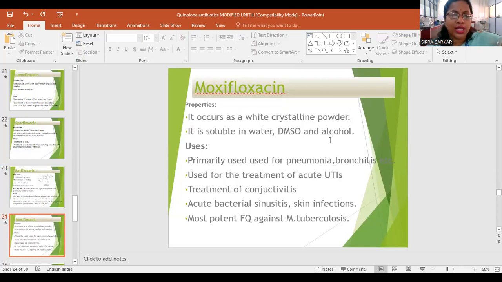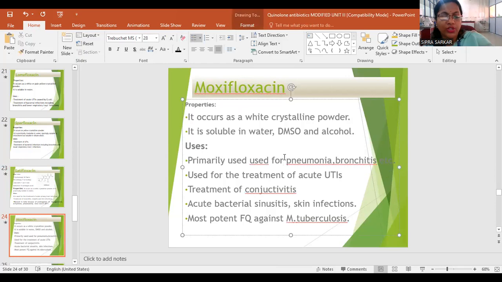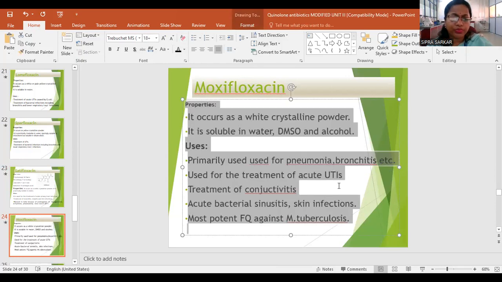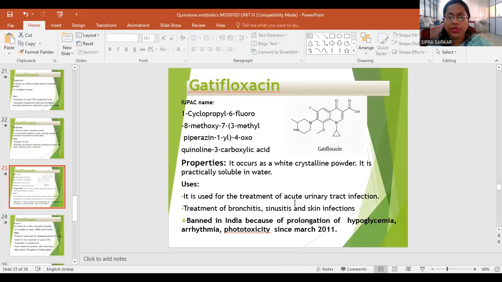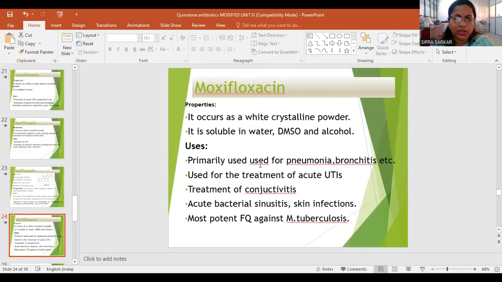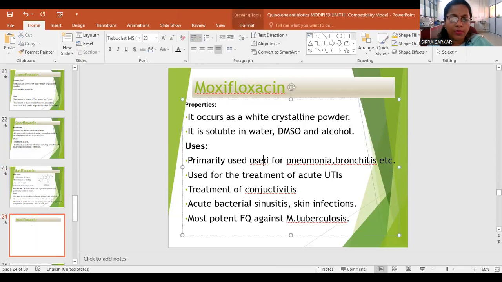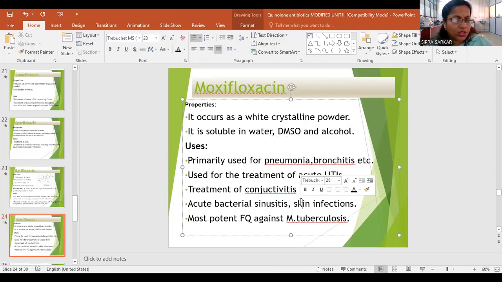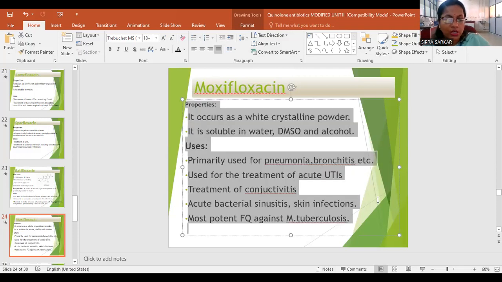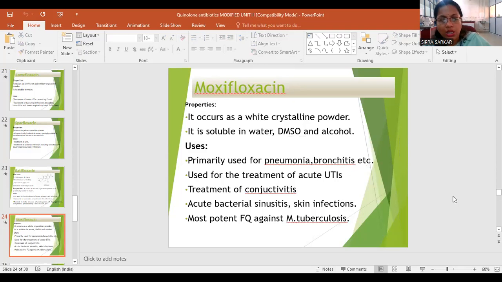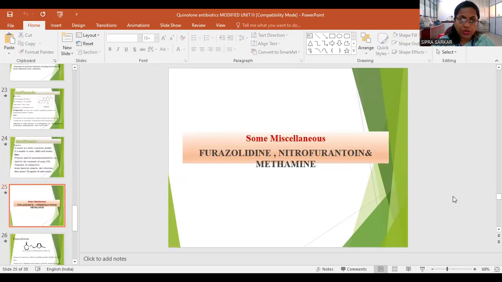Next, coming to moxifloxacin, that is also an important category for skin infection as well as eye infection. Gatifloxacin, you can see, can be used topically for the eye, so oral tablets are not so much used. Moxifloxacin is a white crystalline powder, soluble in water, DMSO, and alcohol, primarily used for pneumonia, bronchitis, and for treatment of acute UTI, conjunctivitis, bacterial infection and skin infection. It is the most potent fluoroquinolone, and is also used sometimes for tuberculosis.